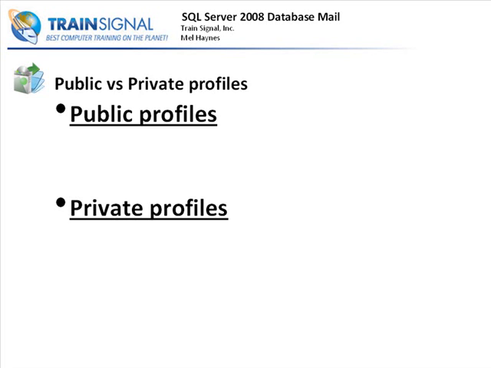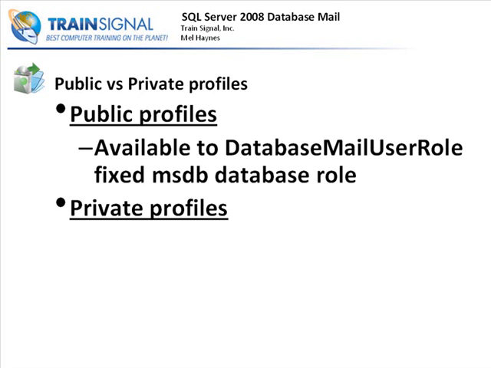You do have two basic categories of them, and as you may have guessed from the names, public profiles are available to the public, right? Not rocket science here. Well, not quite that simple. If you think back to security, we talked about database roles and server roles. Public profiles are available to anyone who's been added to the fixed database role of database mail user role. It's a fixed database role in the MSDB database.